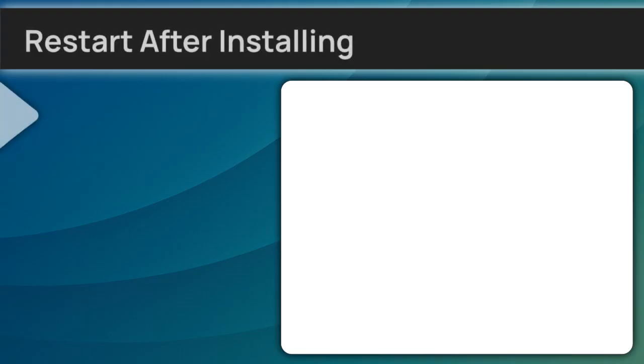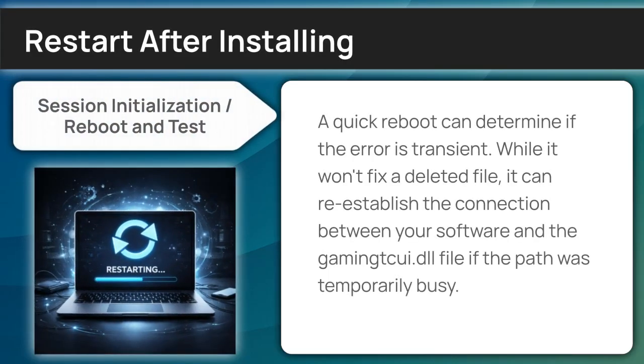A system reboot is a reliable way to clear away zombie processes that might be interfering with the Gamingtcui. It's a low-impact step that ensures your operating system is starting with a synchronized environment.